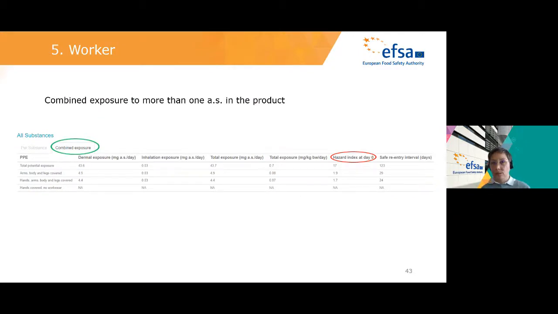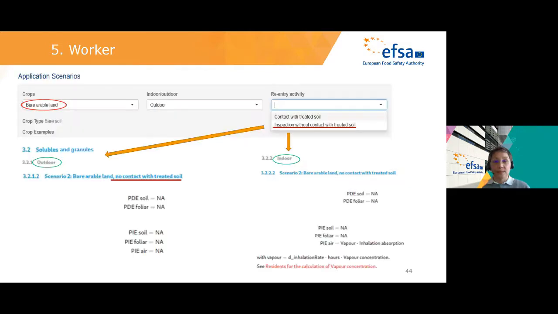And going down in this tab for the worker results, you will see the combined exposure to the different active substances in a product. You can choose result per substance or combined exposure. And the hazard index is also presented here, and the safe reentry interval is also calculated for the combined exposure. Next slide, please.